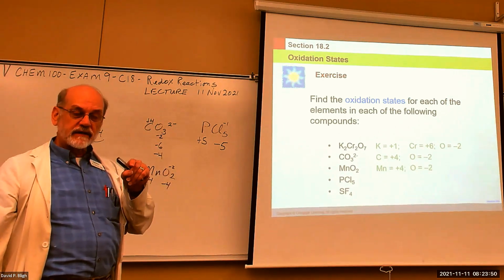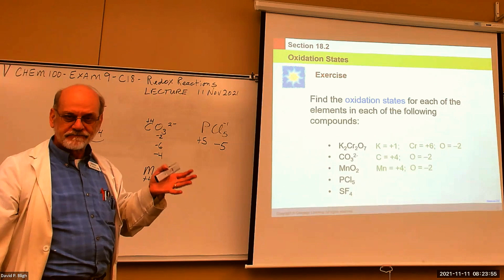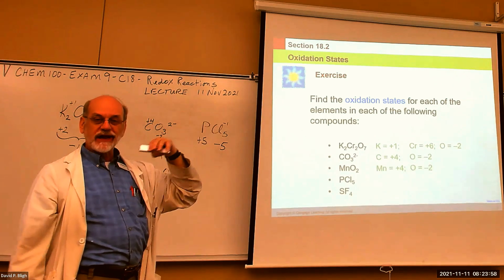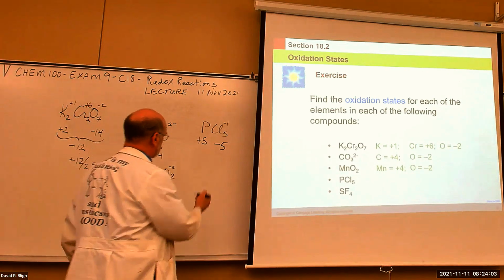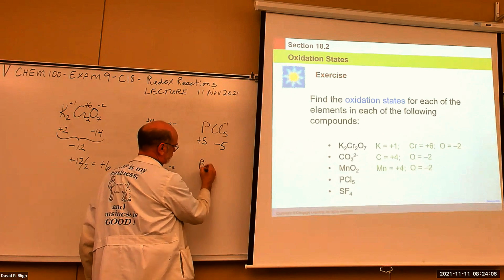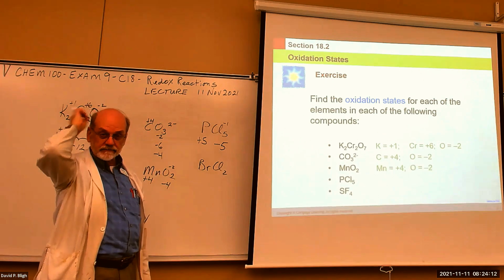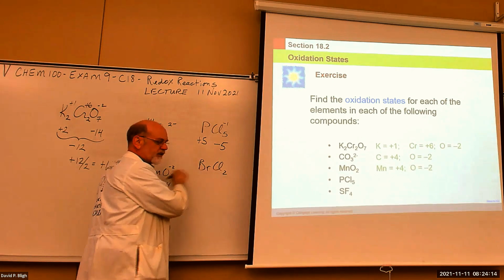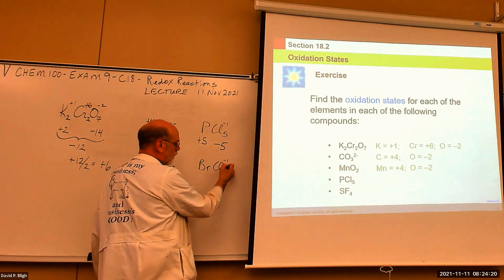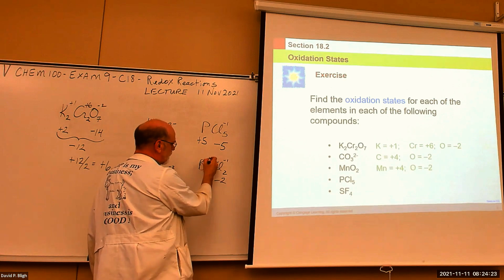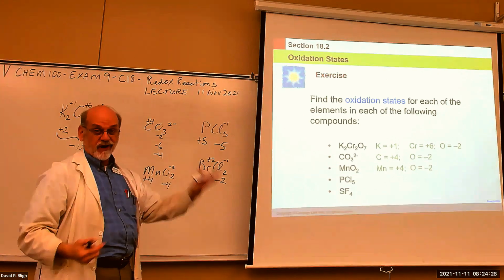Now, if chlorine is in a compound with another halogen, like bromine, then you take the more electronegative one and fix that one. Like if we had something like bromine dichloride. Since chlorine is more electronegative, we'll fix its oxidation state at -1. So -2, that means bromine would have to be +2. That's how we get around that problem.